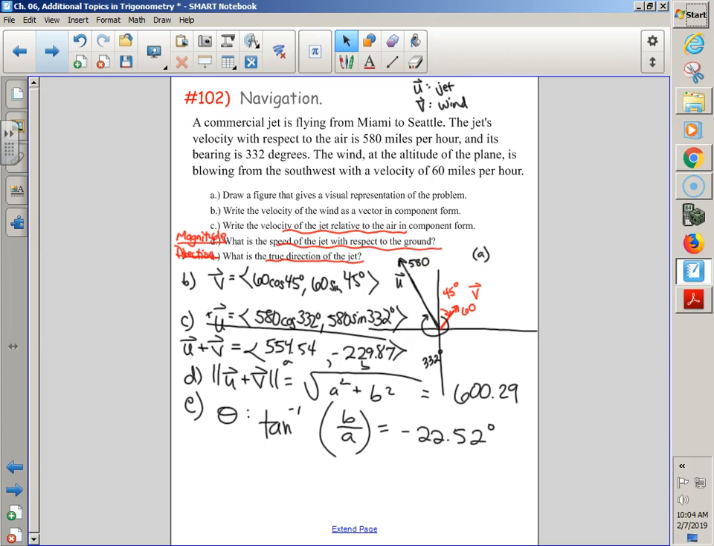Do you guys remember what I said? Wasn't it yesterday when we were grading about the angles that they want you to give? I think that might have been your question, Tyler.